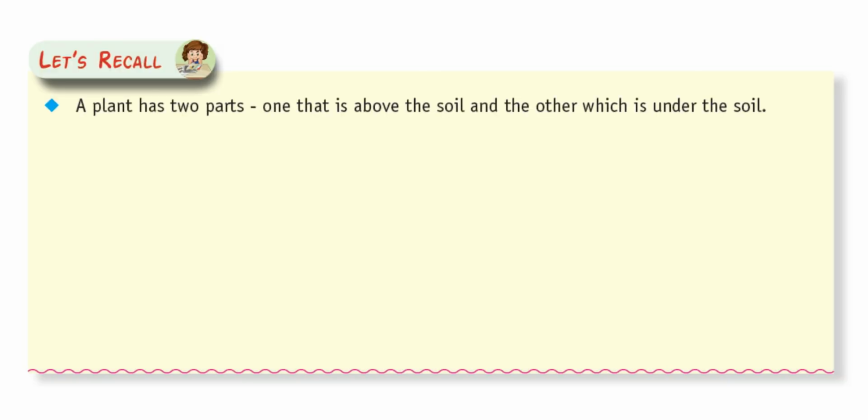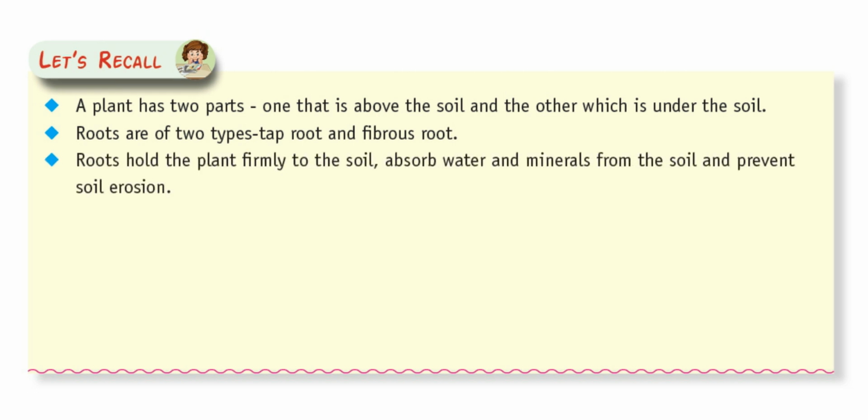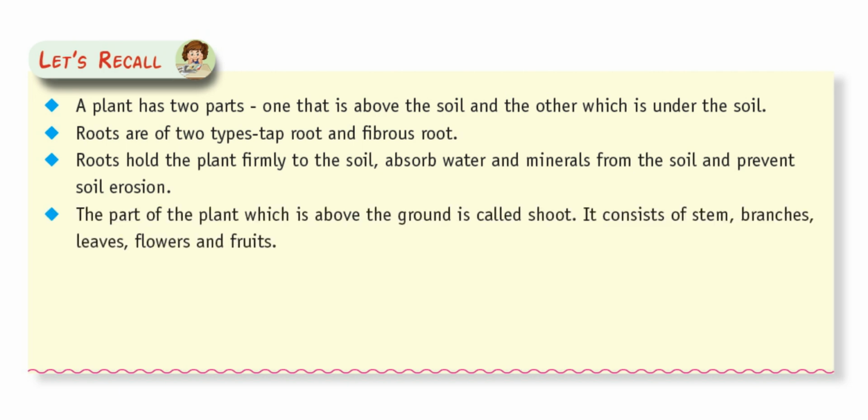Let's recall. A plant has two parts. One that is above the soil and the other which is under the soil. Roots are of two types, taproot and fibrous root. Roots hold the plant firmly to the soil, absorb water and minerals from the soil and prevent soil erosion. The part of the plant which is above the ground is called shoot. It consists of stem, branches, leaves, flowers and fruits.